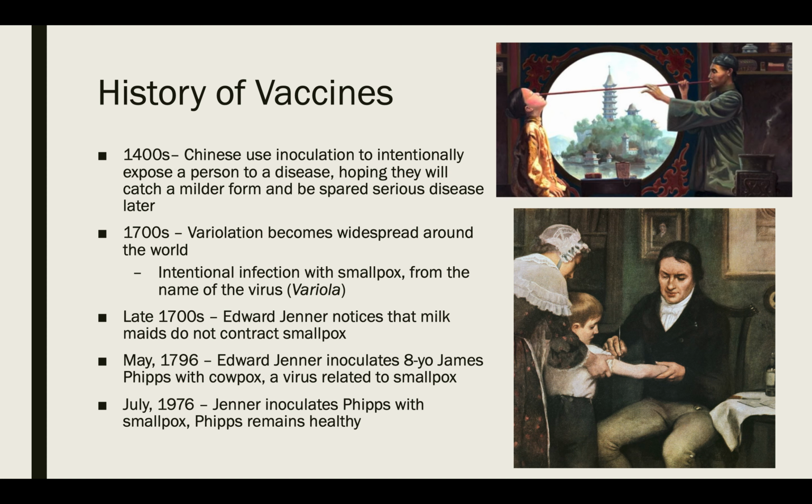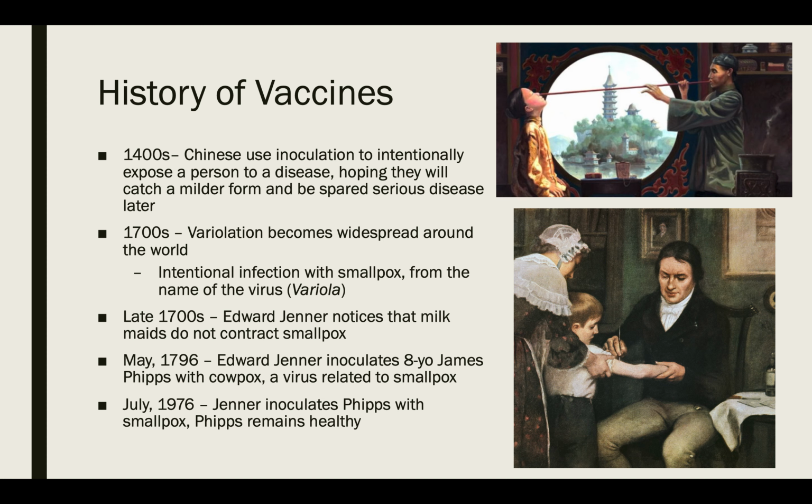Then late in the 1700s, Edward Jenner started noticing that milkmaids did not contract smallpox. So this is pretty important. Why is this group of people, just milkmaids, not getting smallpox, even when it's raging all around them and people they know have it? Because smallpox was highly infectious. It's extremely, extremely infectious.